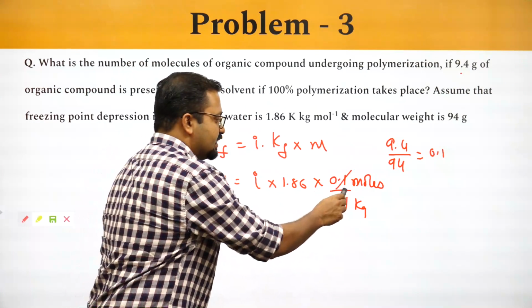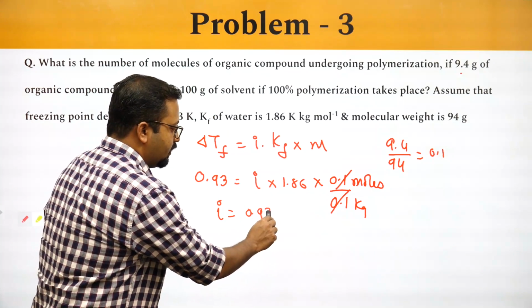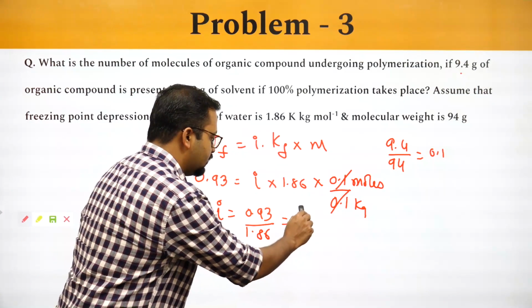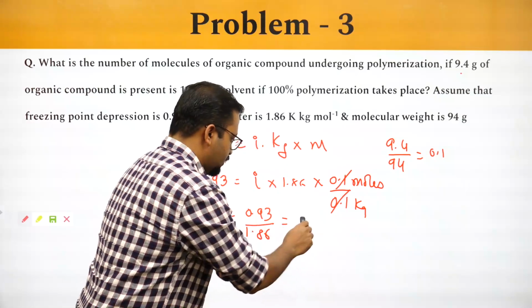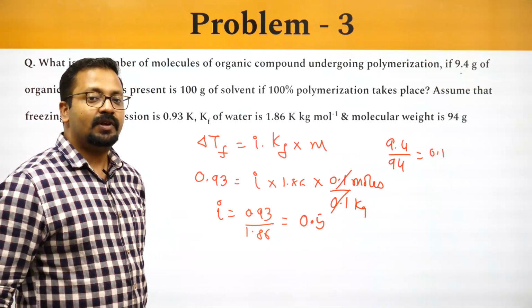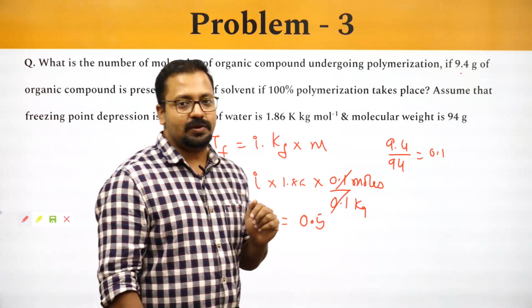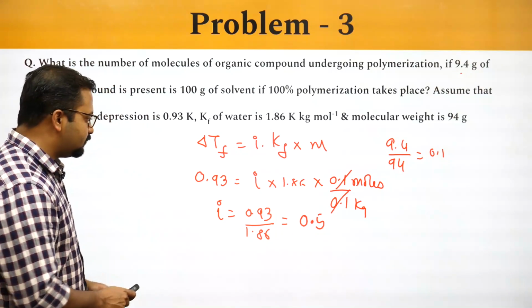Okay, so this gets cancelled out. I becomes equal to 0.93 by 1.86. कितना हो गया ये? 0.5. I is 0.5. Now the interesting part is this is association. Okay, this is association. So association is form में होता है.